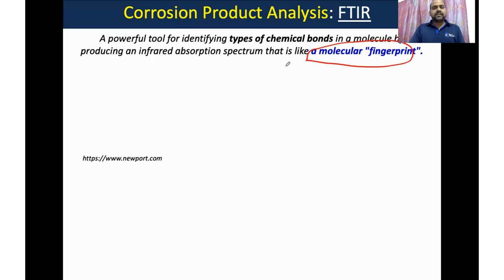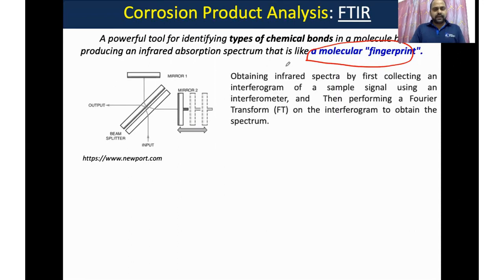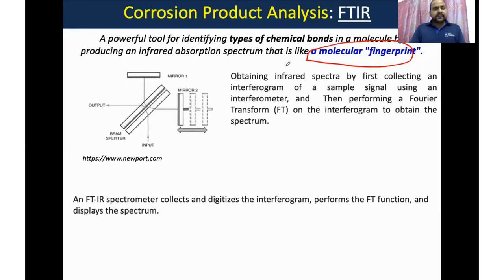In this technique, we use light having different frequencies, and when that light interacts with the material, it may be partly absorbed, transmitted, or reflected. Any of these data can be collected, and then its Fourier transform can be reported in the form of spectra. You can see this kind of structure where we have a beam splitter and mirror, and in FTIR we collect and digitize the interferogram, perform the FT function, and then display the spectrum.